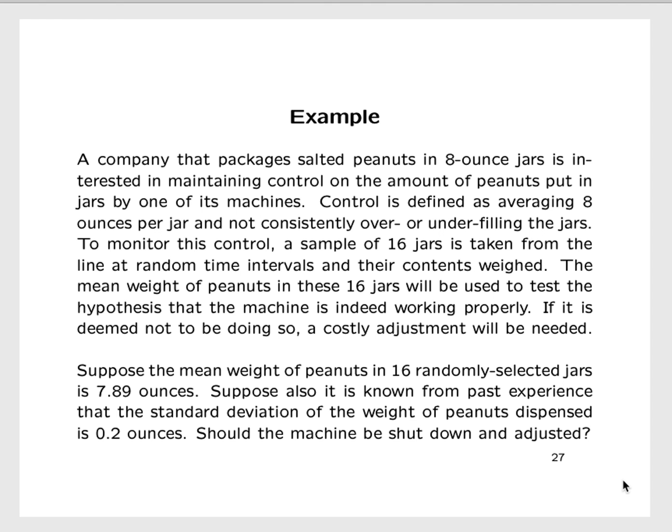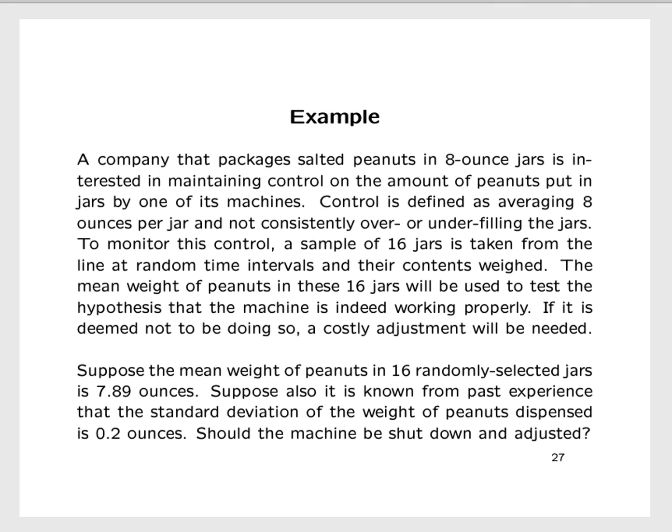So let's look at an example. A company that packages salted peanuts in 8-ounce jars is interested in maintaining control over the amount of peanuts put into jars by one of its machines. Control is defined as averaging 8 ounces per jar and not consistently over or underfilling the jars. To monitor this control, a sample of 16 jars is taken from the line at random time intervals and their contents weighed.